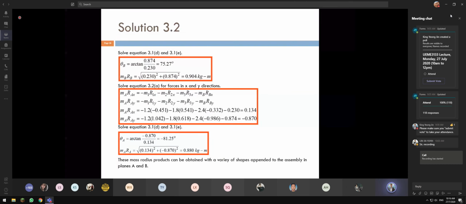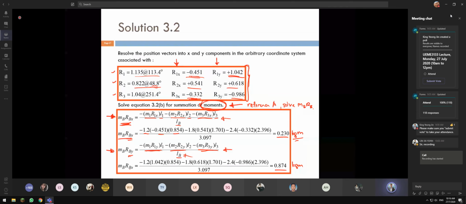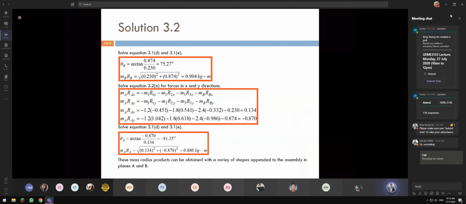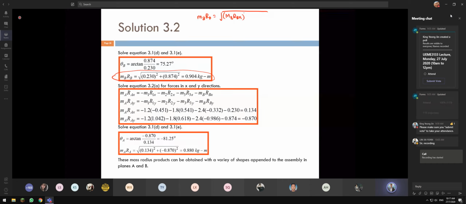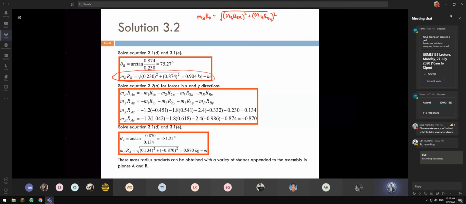So once we get the MBX and MBY, we can find the actual MBRB. MBRB will be the square root of MBRBX squared plus MBRBY squared. So we can find this. MBRB is 0.904 kilogram meters.